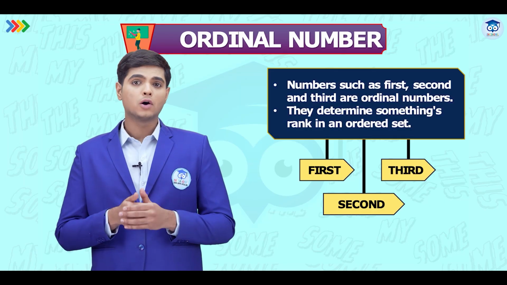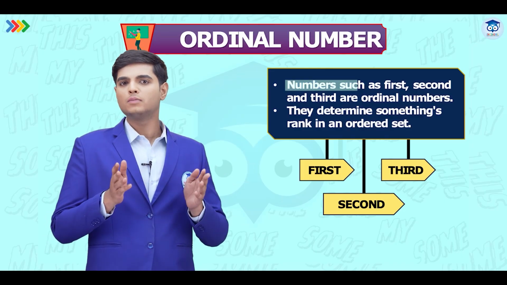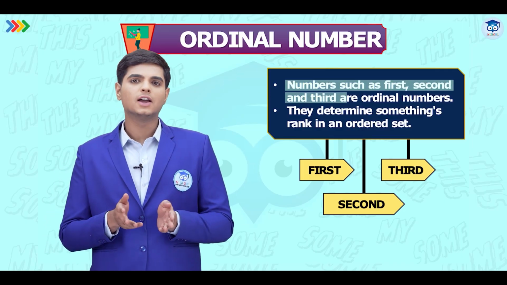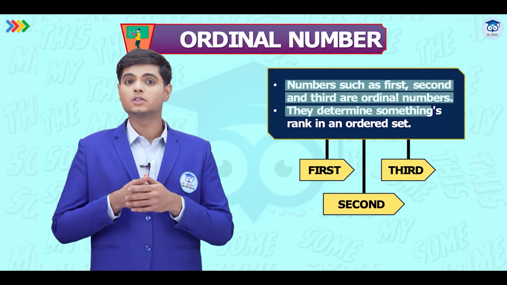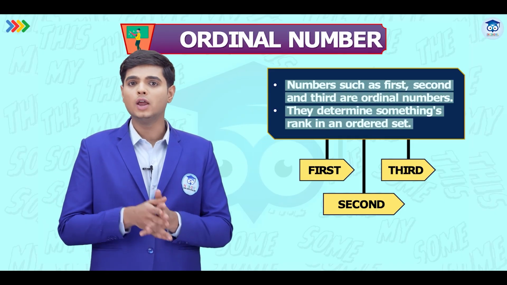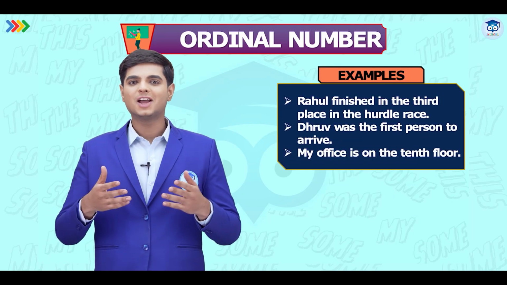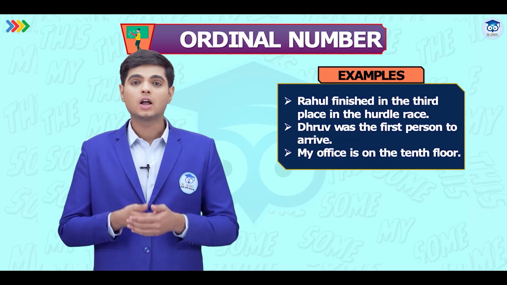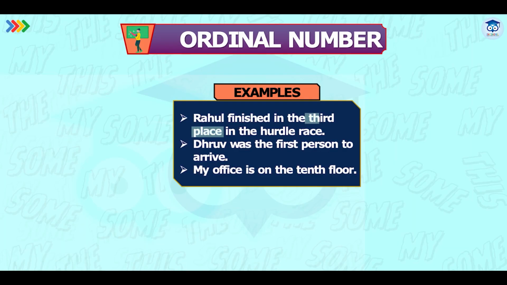Next, let's talk about order and position using ordinal numbers. Numbers such as first, second and third are ordinal numbers. Their function is to tell us about something's rank in an ordered set, like who finished in what position or which floor a room is on. To understand how these words are used, consider this sentence. Rahul finished in the 3rd place in the hurdle race. The word third tells us his exact position.